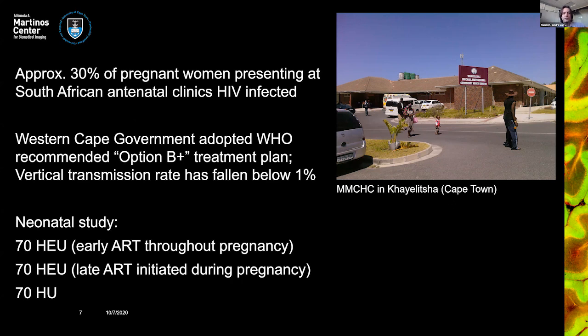So we started a new study looking into the effects of ART during pregnancy on the neonatal brain and its development. We have 70 HIV-exposed uninfected neonates who have been exposed to ART throughout pregnancy, and then 70 who were exposed to ART later in pregnancy. These mothers were not aware of their HIV positive status until they first presented at the antenatal clinic. And that's when they start on antiretrovirals. And then we have 70 controls also.